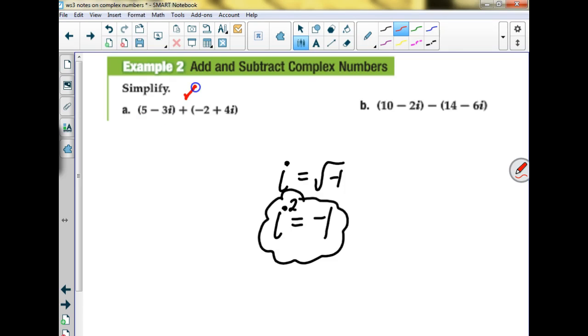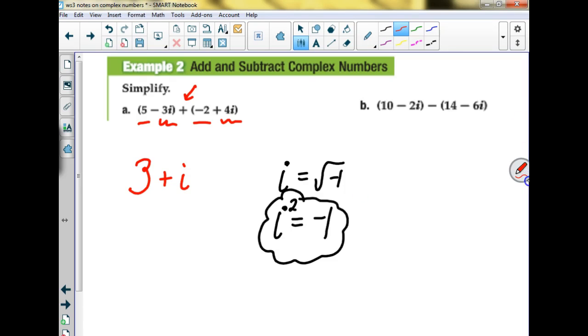It says plus here, so I'm not FOILing. Somehow this shows up on a quiz and people think they should multiply. So I'd have 5 minus 2 is 3, and this would be plus 1i, or just i.